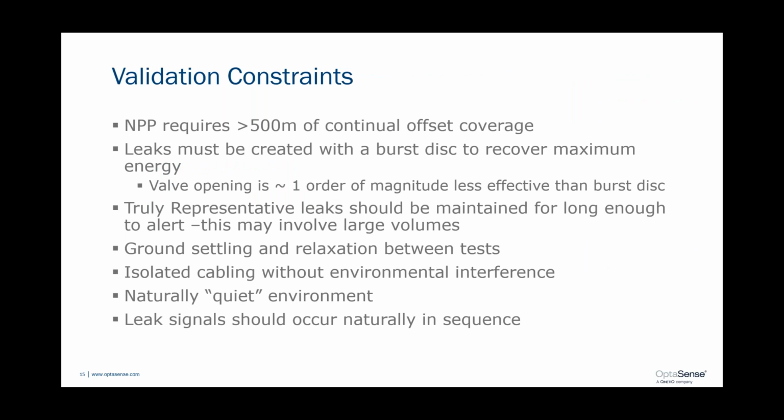One of the constraints that we've got on validation is if we're using this negative pressure pulse mode, we really need to see that pulse develop and move out along the pipeline over a reasonable length, typically about a third of a mile, 500 meters or so. We also want to, if we're going to create leaks on a pipeline, which as you'll see is part of our validation approach, we want to be using burst discs rather than valves, as valves take too long to open and the effects are diminished quite considerably.